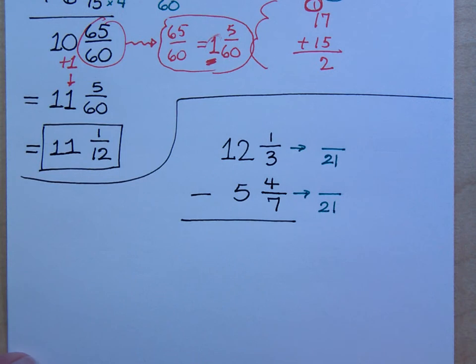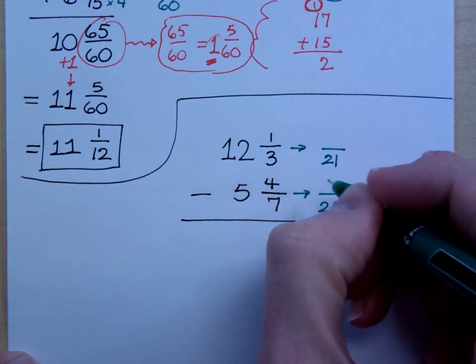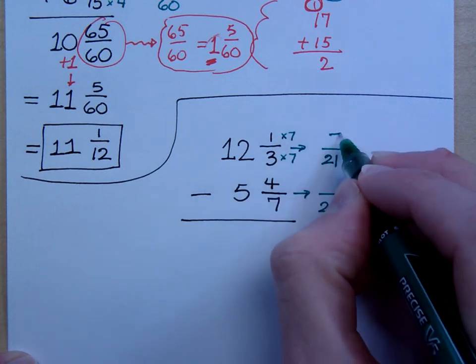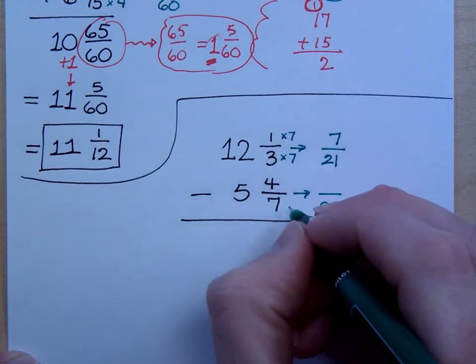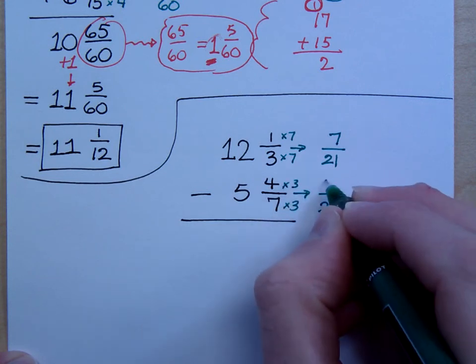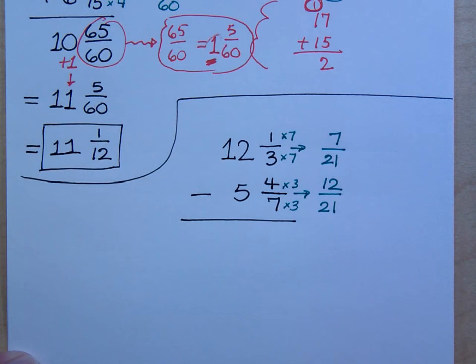Well, what factor did I multiply the 3 times to get 21? Multiply times 7. So we have 7 over 21. What about this guy? Times 3, so I have 12 over 21. What? I'm going to have trouble here, right? Remember when you're doing subtraction, we can't subtract a large number from a smaller number, so we have to borrow? Remember that whole thing? I need to borrow.